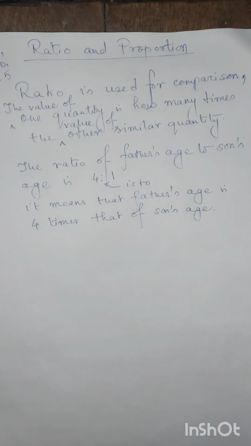Whatever the son's age is, we do not care about that. But father's age should be 4 times of the son's age. Or we can say it conversely, son's age will be one-fourth of father's age. Whatever the father's age is, we do not know, but son's age will be one-fourth of the father's age. So this is what it means.